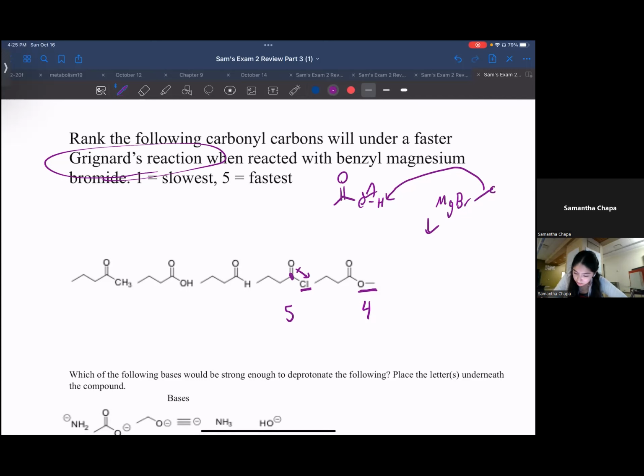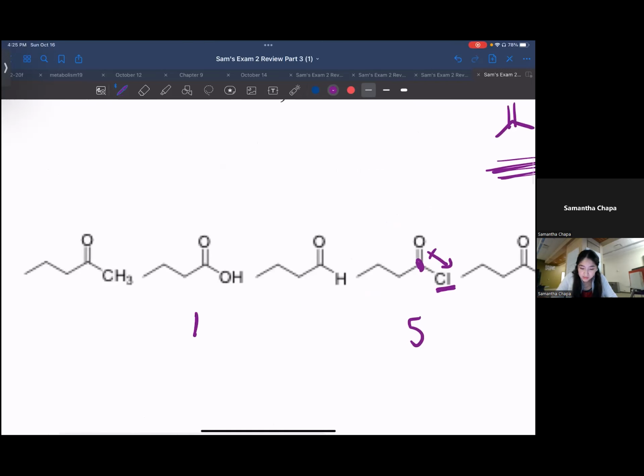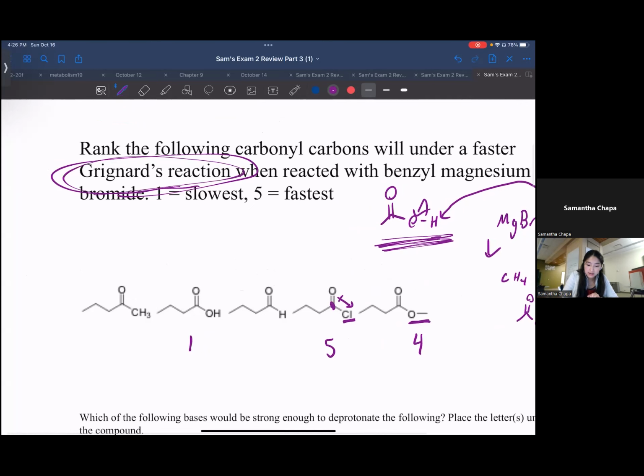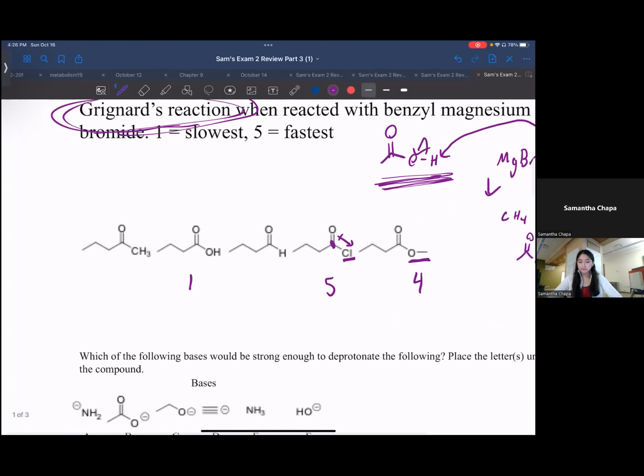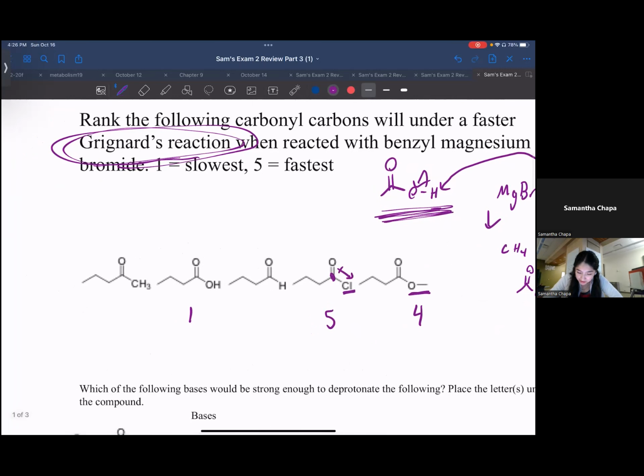Actually, this is only 1 carbon, so it'll give you CH4. Acetate and positive charge on magnesium bromide. Those are the products that you would get from this type of reaction. So notice how we have an acid, from the carboxylic acid, and it undergoes an acid-base reaction. So then this is going to be our slowest just because it's not undergoing Grignard's reaction, how we were asking it to. Okay. From there, I'm going to ask about 3.